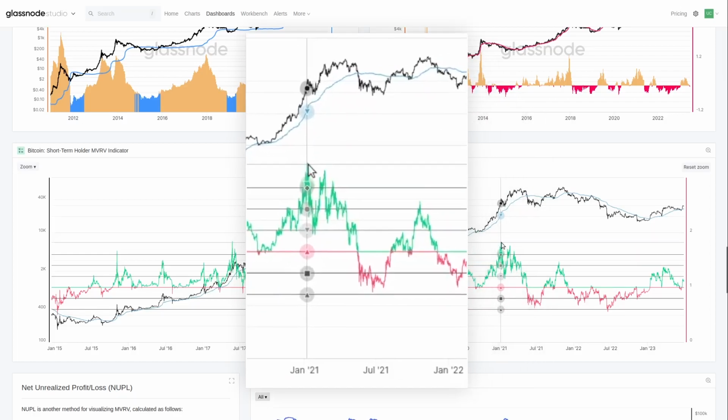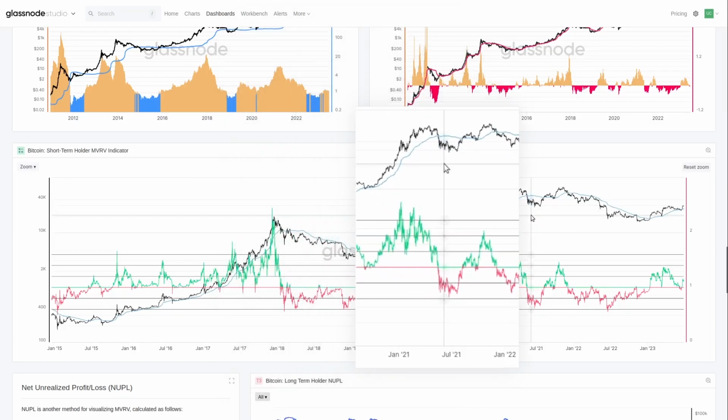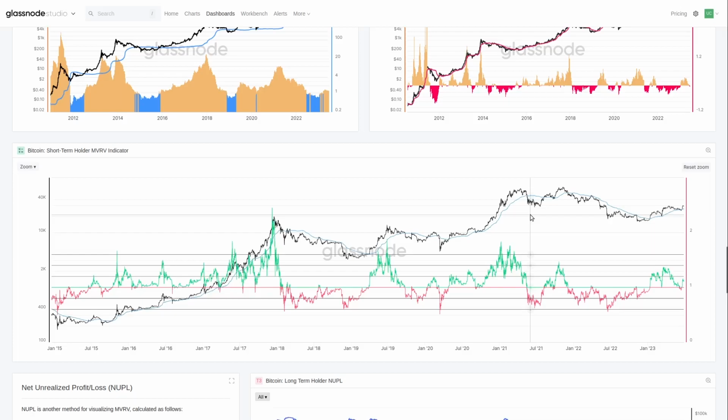We can also see a massive bearish divergence in the 2021 bull market. Price made higher highs consistently, but we had a deterioration in the profitability. Even though price was higher, the short-term holders were in less and less profit because their cost basis was getting higher and increasingly top-heavy, and thus very sensitive to any kind of sell-off.